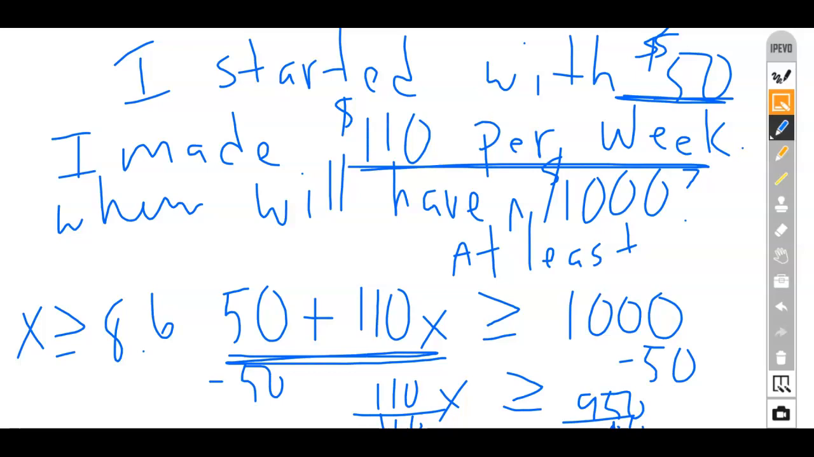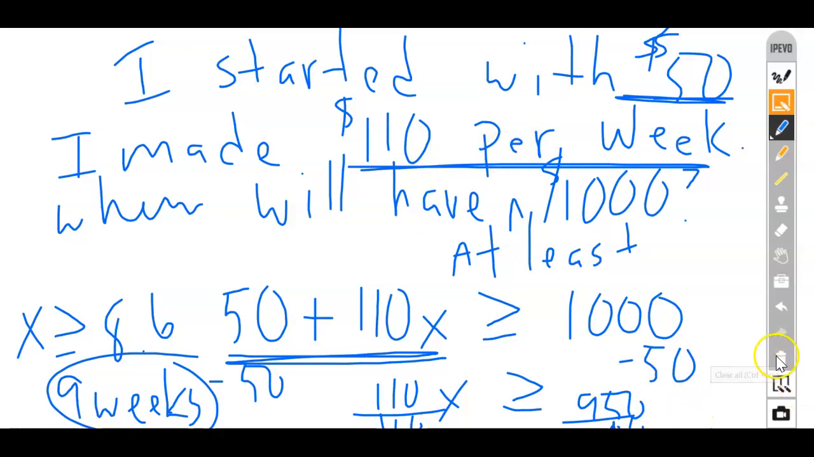8.6 or what? No? 9, right? If I'm getting paid per week, I have to finish that whole week before I get paid, right? I'm not going to get paid 0.6 of a week. So I would say it would take me 9 weeks. Okay, that would be my final answer. I have to analyze what that means.